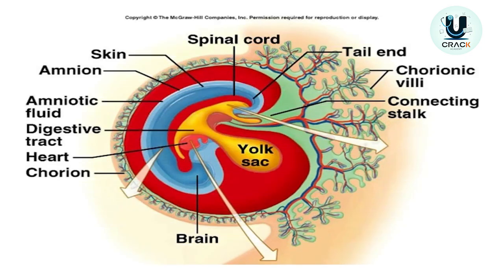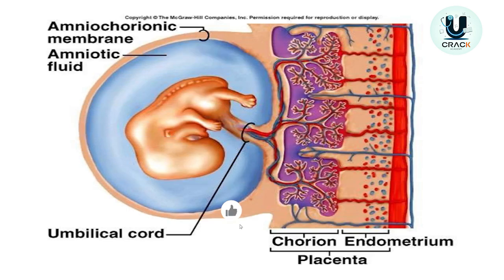You can see here the yolk sac, spinal cord, tail, chorionic villi, connecting stalk, brain, digestive tract. You can see amniotic fluid, amnion, skin. You can see the embryonic membrane, amniotic fluid, umbilical cord, endometrium, and placenta.